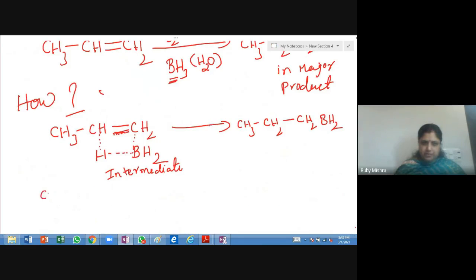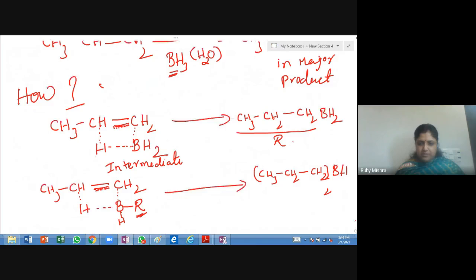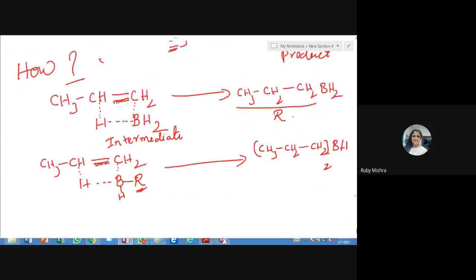This moiety, CH3CH=CH2, again reacts with B-H, and here this we can take as R. So here we have R, and we have one H there. Again an intermediate is formed like this, this is being cleaved, and we get again CH3CH2CH2. Now this R is again the same moiety. So this is twice B-H, and this is twice.